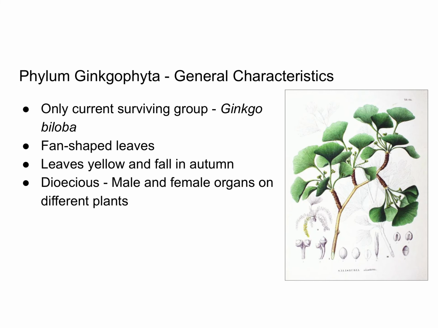Now let's take a look at phylum Ginkgophyta. You've maybe heard about Ginkgo biloba, which is actually the only current surviving group of this phylum. They have these kind of interesting fan-shaped leaves that turn yellow and fall off the plant in the fall or the autumn. They are dioecious, which means that they have male and female organs on different plants. So you have to have a male plant and a female plant both present in order for sexual reproduction to occur.